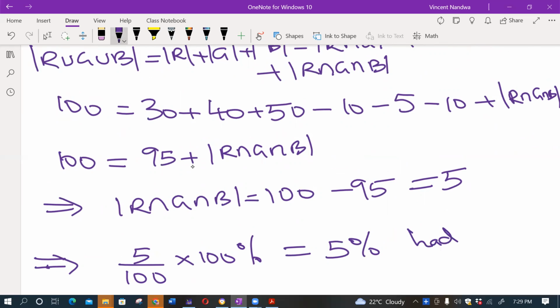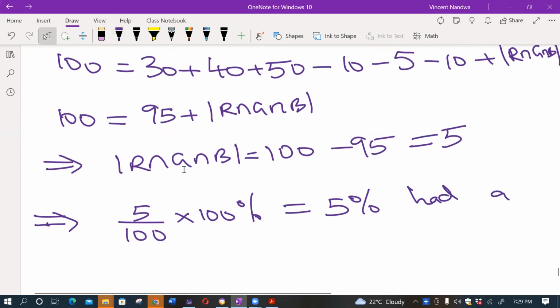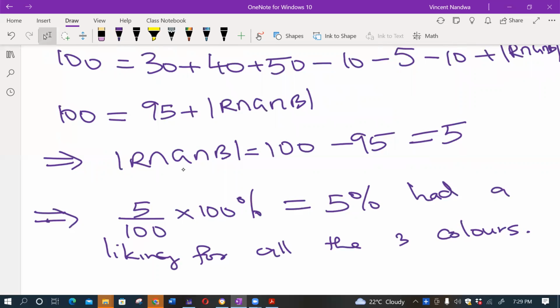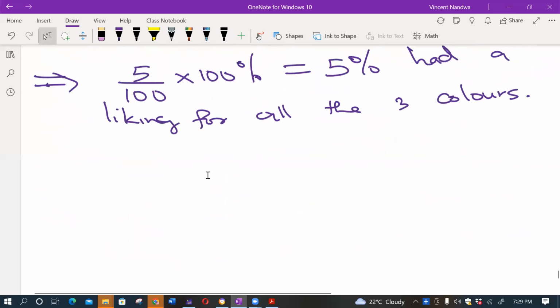Have a liking for all three colors. So that's how we work out question 2.